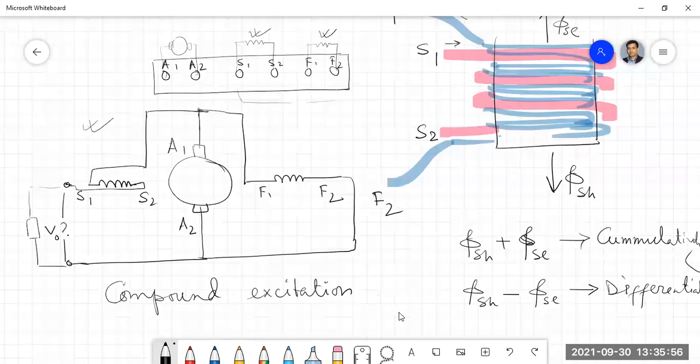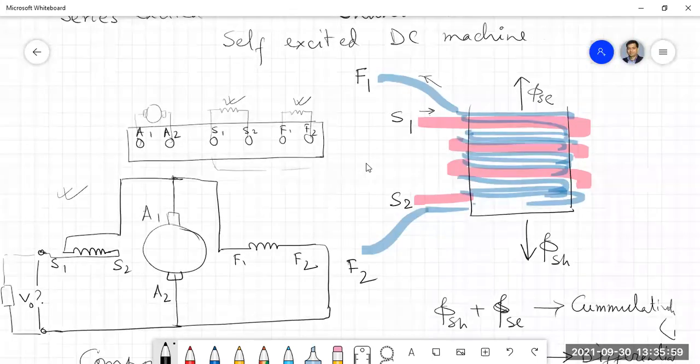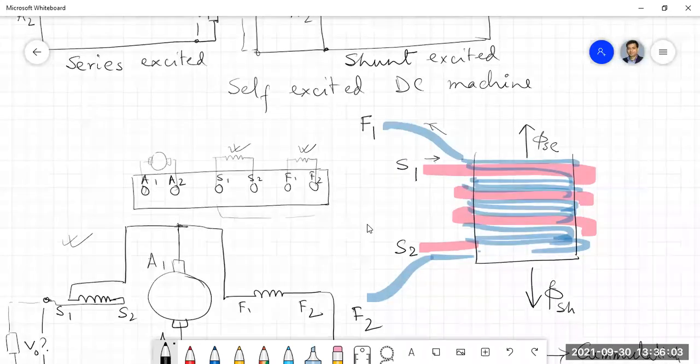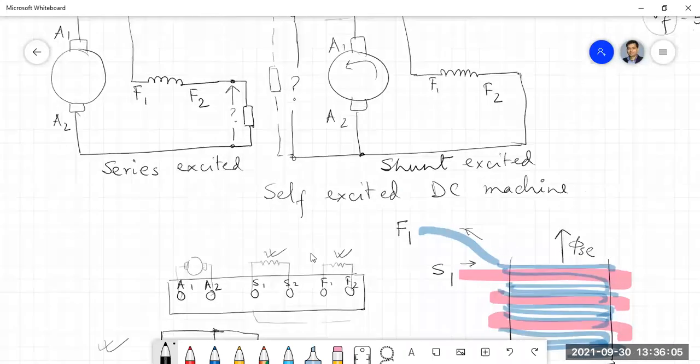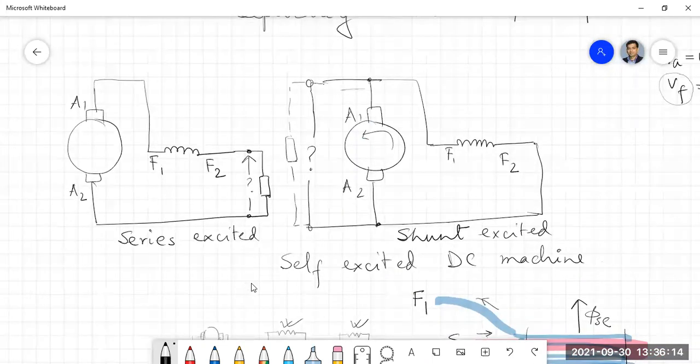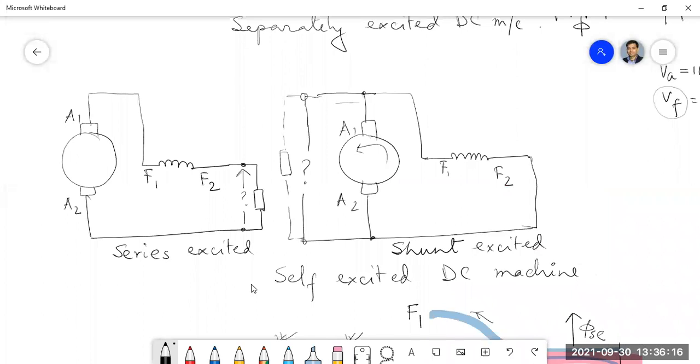Got it? So these are the differences between the cumulatively compound and differential compound, and why I have told that physically these two windings are different. That is because suppose in these two configuration, shunt and series.